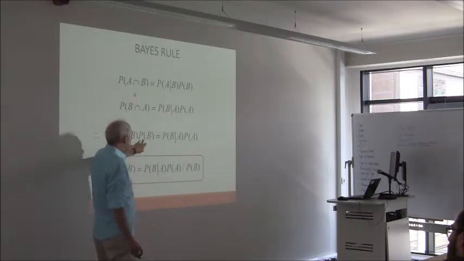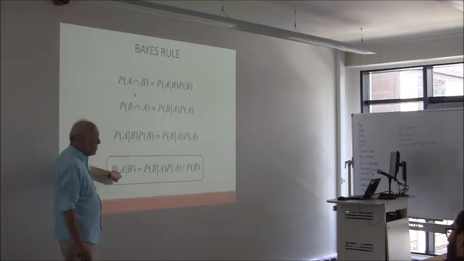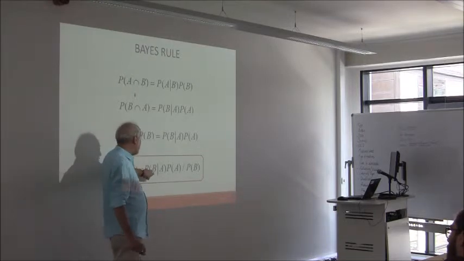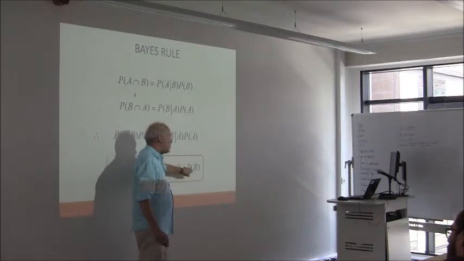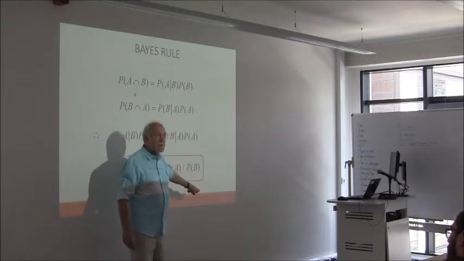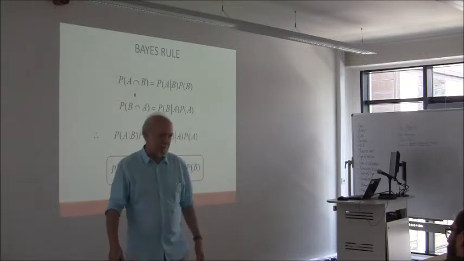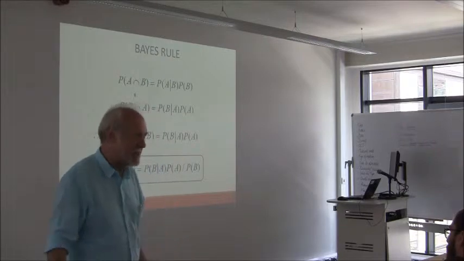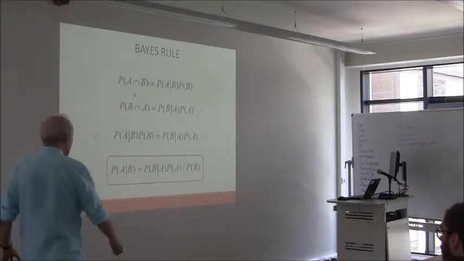So if we divide through by the probability of B, we end up with the probability of A given B equals the probability of B given A times the probability of A, divided by the probability of B. And that is Bayes' rule. That's it. Nothing mysterious. There really is nothing odd about it.